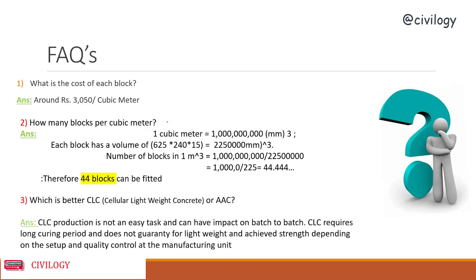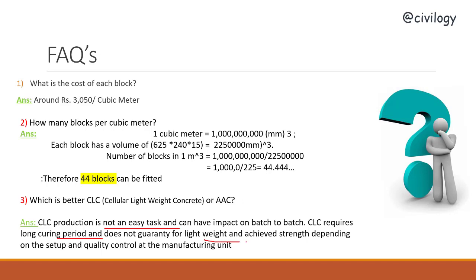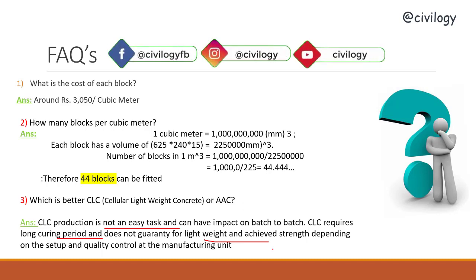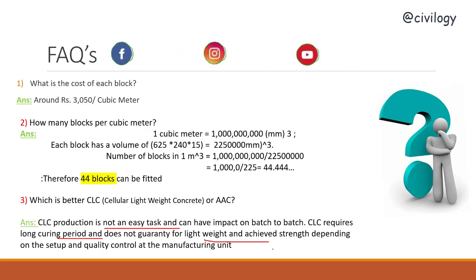Next, which is better, CLC? CLC means cellular lightweight concrete. Okay, CLC or AAC? CLC production is not an easy task because it has a long curing period. We cannot guarantee it as a lightweight concrete, and the strength achieved depends on setup and quality control at the manufacturing unit. So you will get a different strength for different batches. That's why I will say AAC, because it is manufactured in the company. We have more accurate results for AAC.